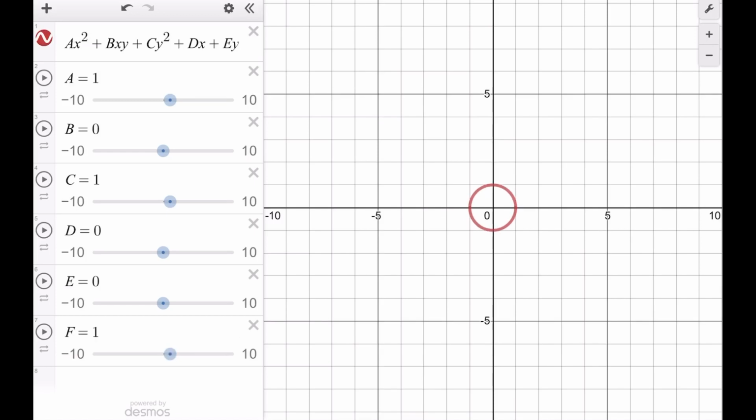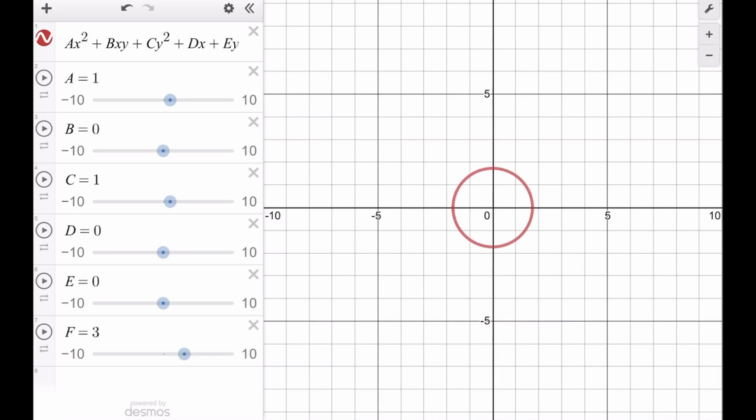Notice F is 1. Okay, so let's move up to get a radius of 2. Moving on up. Oh, past it just a little bit. There we go. Now I have a radius of 2. And what's my F? Okay, it's 4. And let's move on up to my radius of 3. And when I get a radius of 3, notice that my F here is 9. So you should notice that there is a squared relationship here between the radius and this F value, the value that's on the other side of the equal sign. Right? And that is no accident. I'm going to put this F back down to like, I don't know, 3 or something.